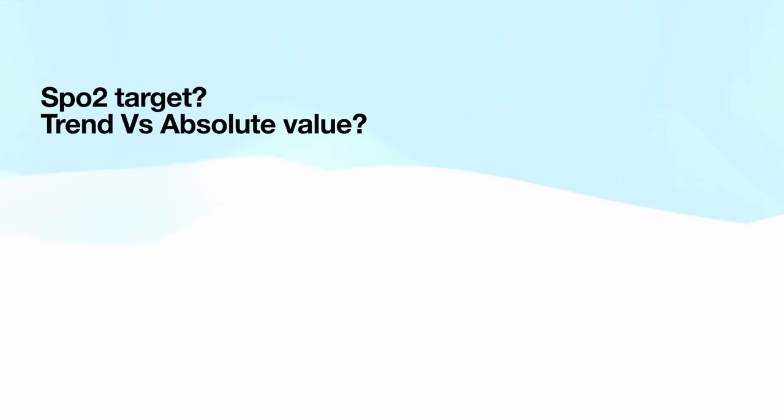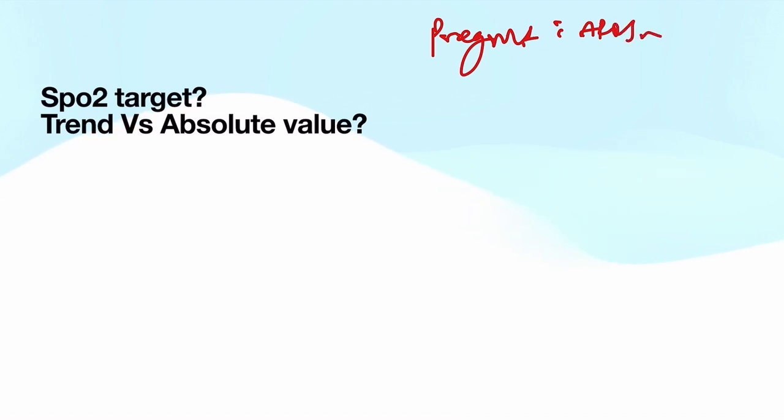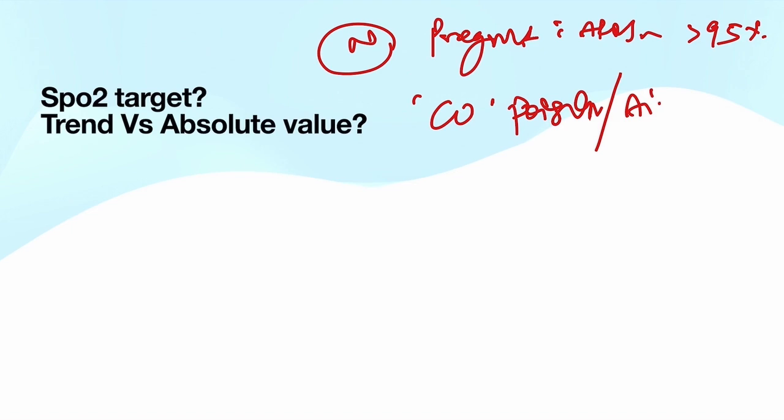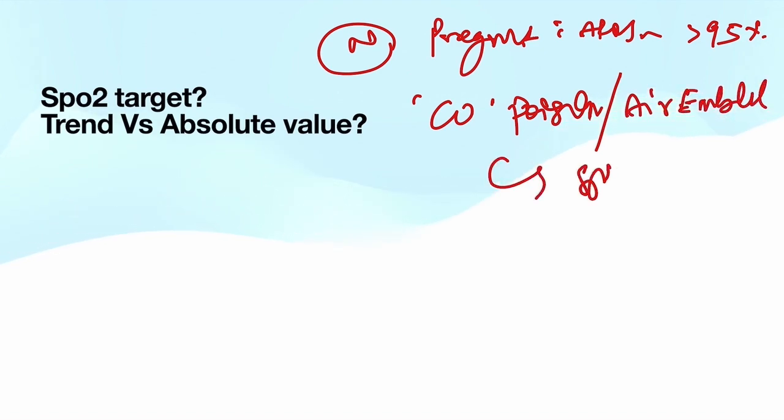So when we have a pregnant lady with, say, ARDS, what will be the target SpO2? You can target a value of more than 95%, which is normal in this patient. Right? A patient with carbon monoxide poisoning or air embolism, what should be the target SpO2? It's around 100%, for the obvious reason, right?